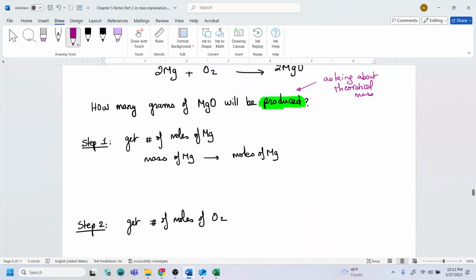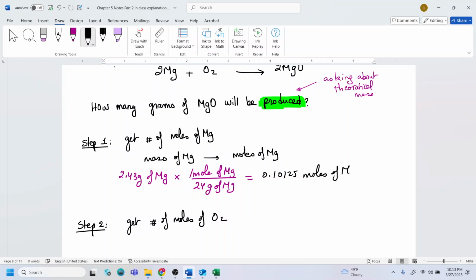So we have the mass of the magnesium, which is given as 2.43 grams of magnesium, and we're going to change this into moles of magnesium. So we're going to divide by the molecular weight. 1 mole of magnesium has a mass of 24. Look at the periodic table, it's just an atom in there. So here you go, and I end up getting 0.10125 moles of magnesium.